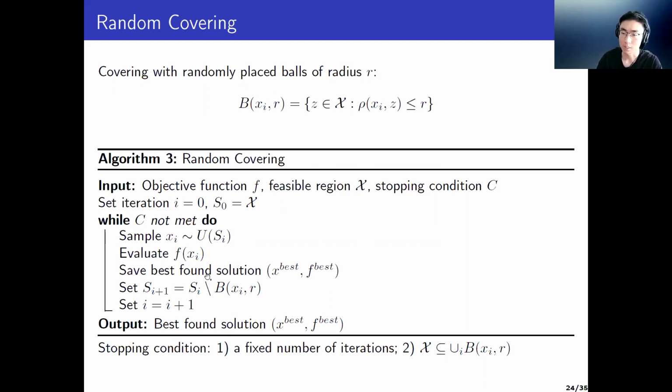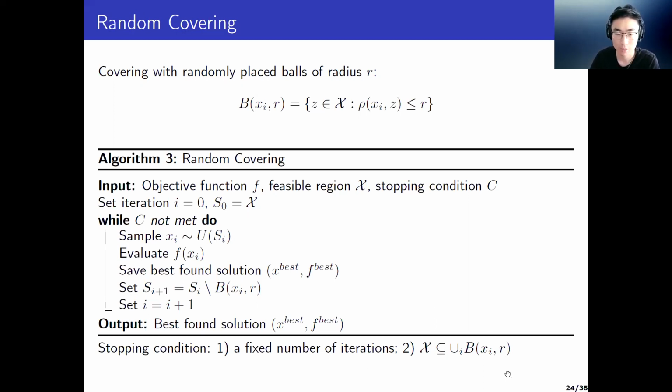The stopping condition can be that we have a fixed number of iterations or the entire feasible region is covered by the balls. The radius r of the balls determines the accuracy of the approximate solution. The idea of this algorithm is that we do not want the new points to be very close to the points where we have already evaluated the objective function.